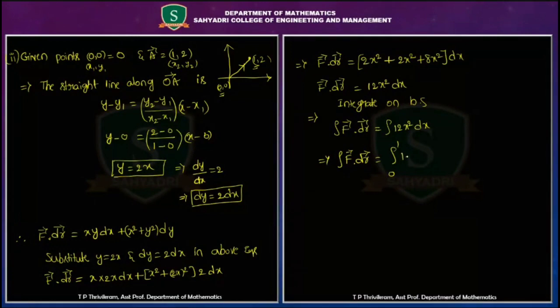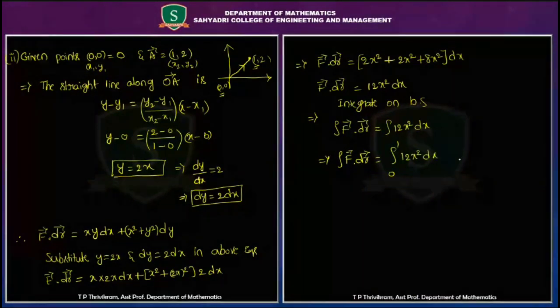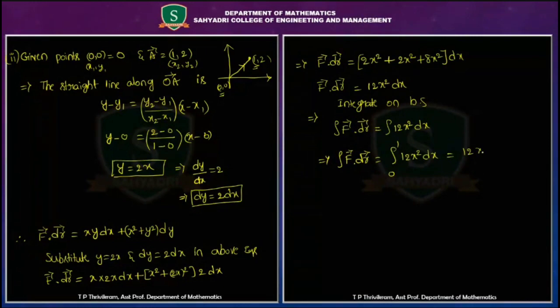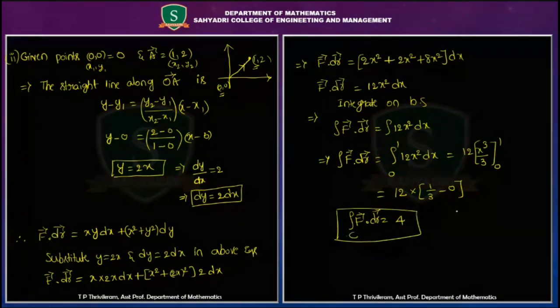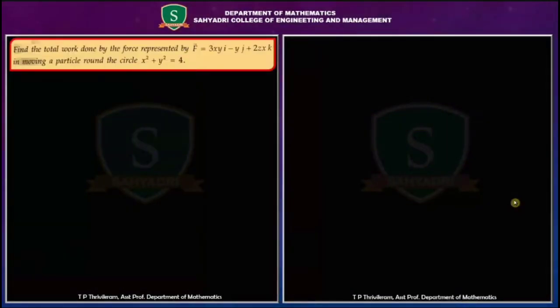So 12x square dx. So this is nothing but 12 into x cube by 3 ranging from 0 to 1. This one is equal to 12 into 1 by 3 minus 0. So that means the answer is 4. Integral f dot dr is equal to 4 units around the given curve C. Next we will try this.